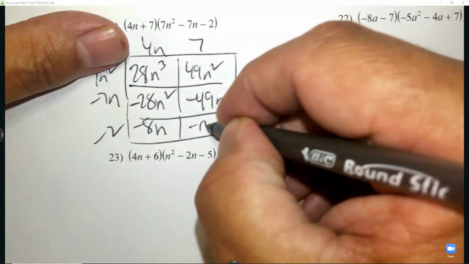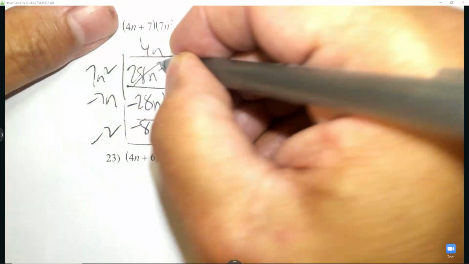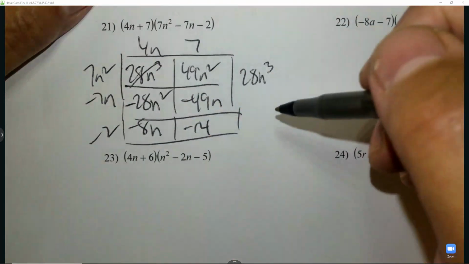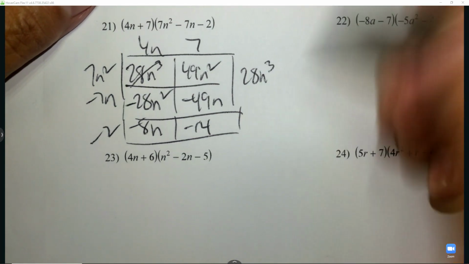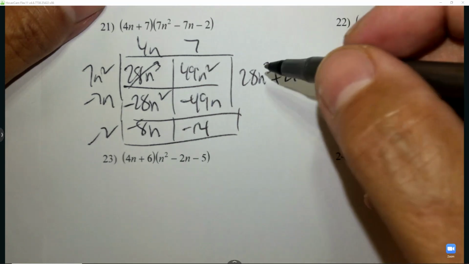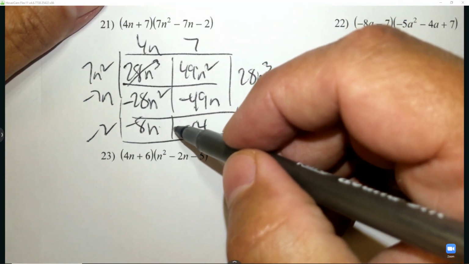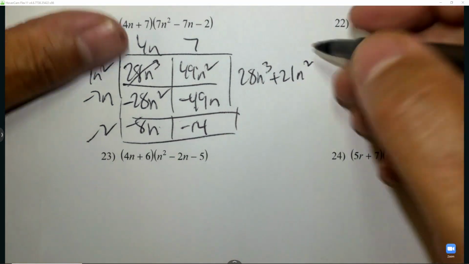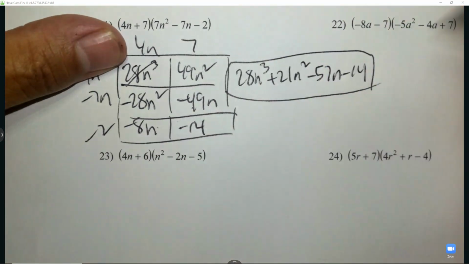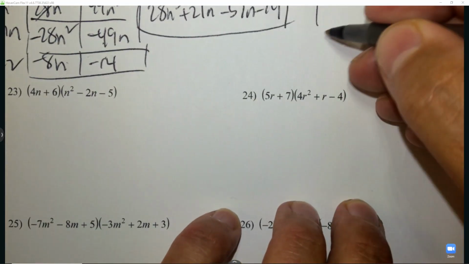And negative 14. So our answer is going to be 28n cubed. 49 take away 28. What is that? 21? I'm going with it. Negative 49, negative 8. The signs are the same. You're adding them. What is that? Negative 57. And then negative 14. All right, I'm going to do this one, this style, the one we did in class.